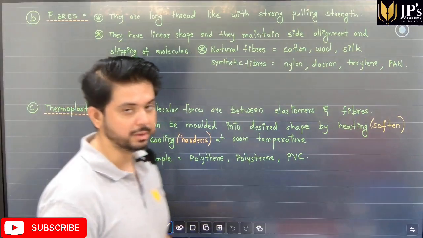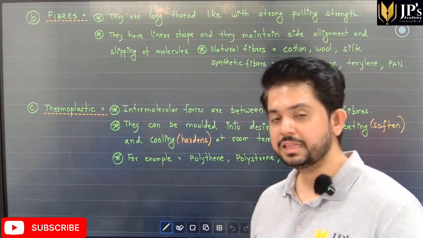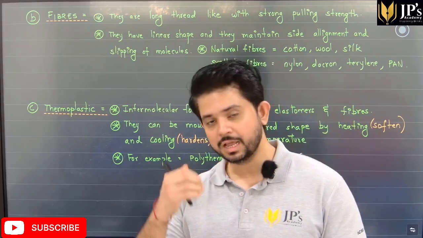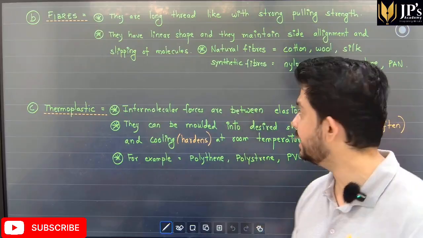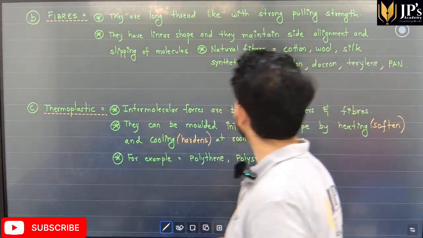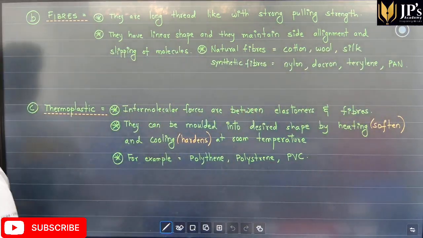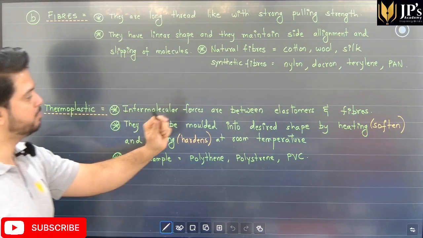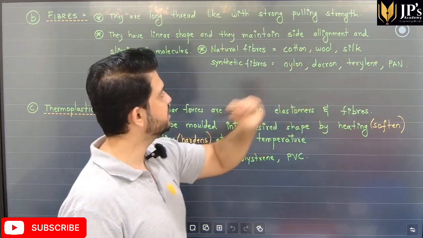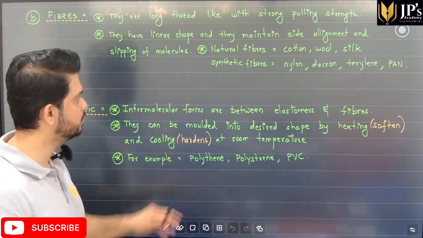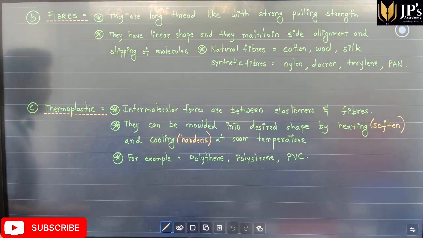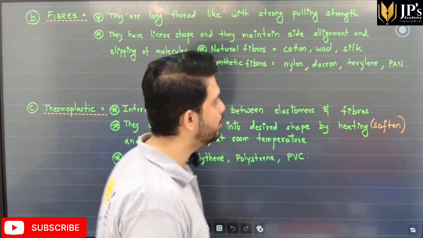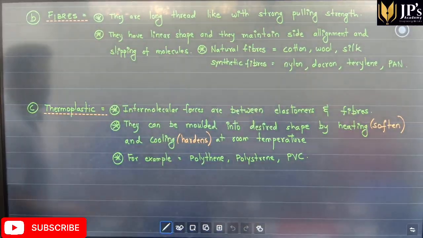Next, we have fibers. As the name suggests, they are the opposite of elastomers. They do not really have any elasticity, but they have a very high tensile strength. They have linear shape and they maintain side alignment and avoid slipping of molecules. Some common examples I've written over here: cotton, wool, silk, which are natural fibers. Some synthetic fibers, we are going to prepare all of them: nylon, dacron, terylene and polyacrylonitrile or PAN.